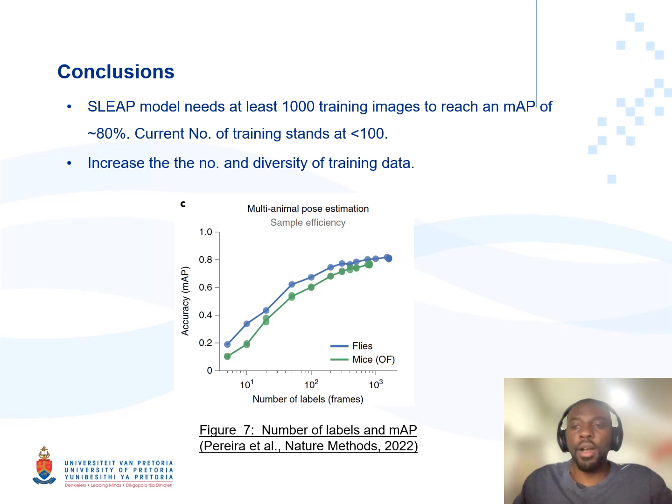The SLEAP model requires at least 1,000 labels to reach an mAP of around 80%, as shown in Figure 7. This image was taken from the SLEAP published journal. Currently, our training labels sit at less than 100, with each labeling task taking an average of 6 minutes. Therefore, we need to increase the number and diversity of our training data and labels to get to an accuracy around 80%.